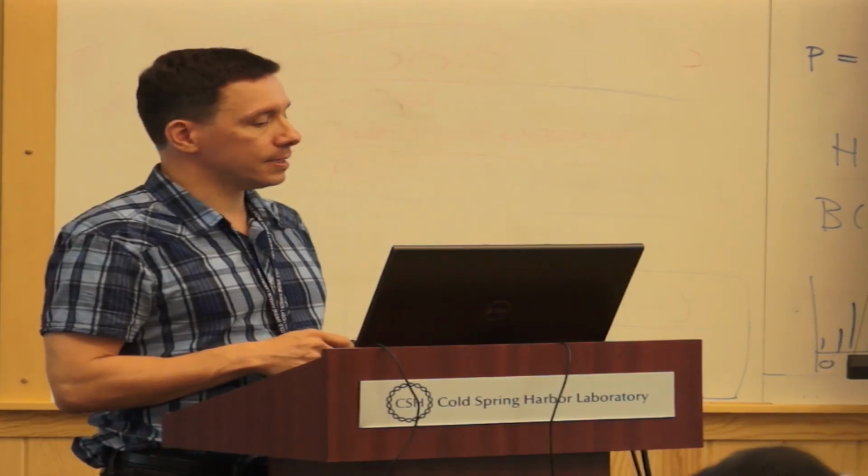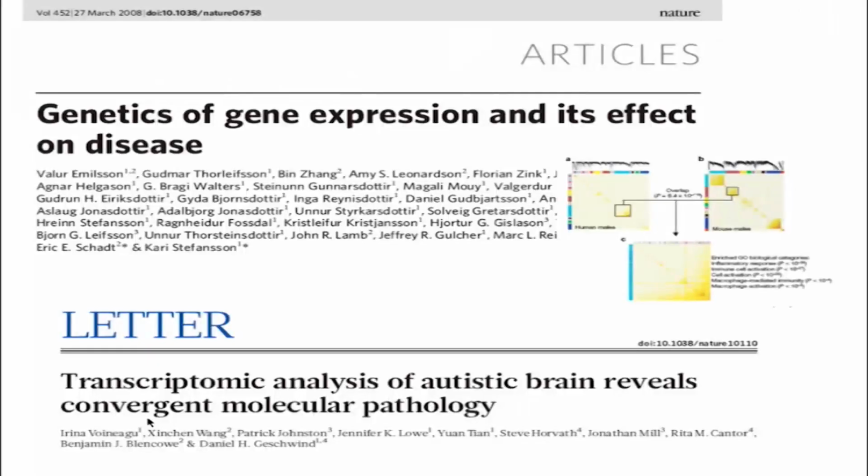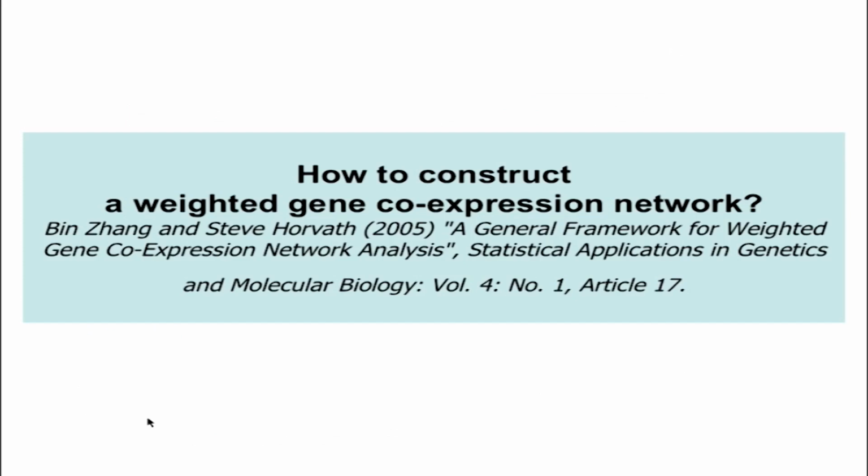So these techniques have been adopted by mouse geneticists and people who study metabolic syndrome, such as diabetes and so on. But also they are widely used in the neuroscientific community, for example, to study autism disease. So let me now go through the details of how we construct a weighted gene co-expression network.